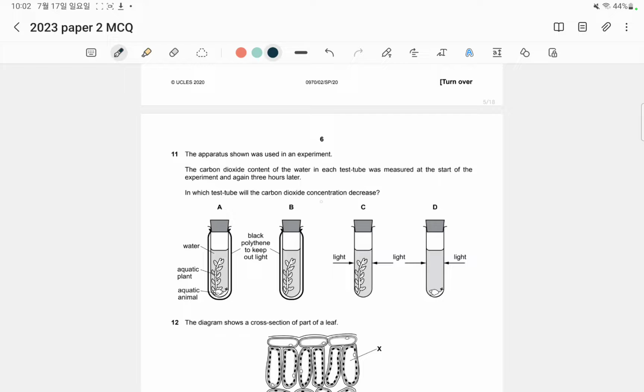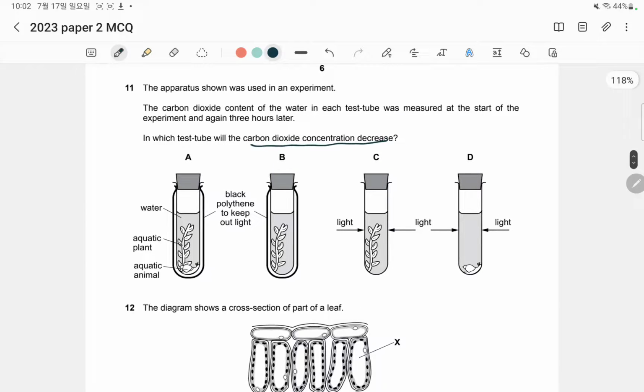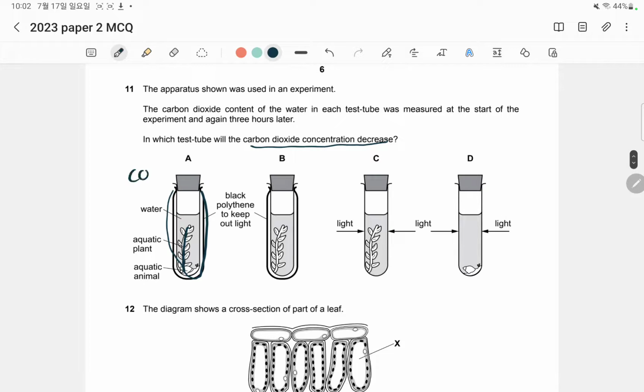Okay, now we have to find the test tube which will have the carbon dioxide concentration decreasing. So for A, we have this black cover to keep out the sunlight. So basically this plant won't be able to perform photosynthesis. It would only respire, and also the aquatic animal would also respire, and it will release CO2 as a waste product. So the carbon dioxide concentration for this tube will actually increase.